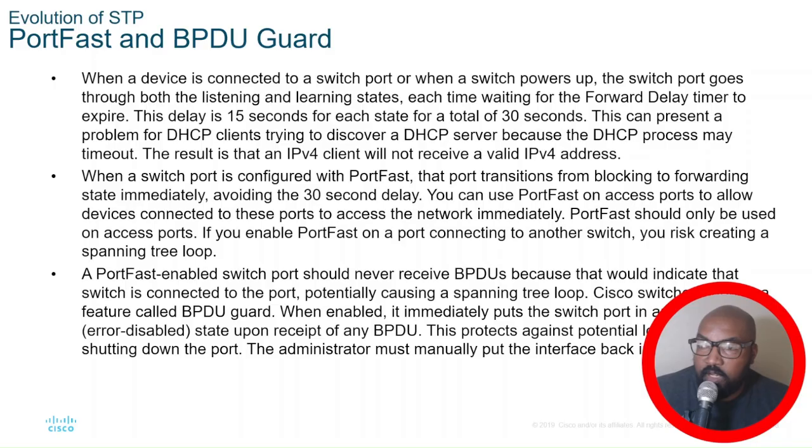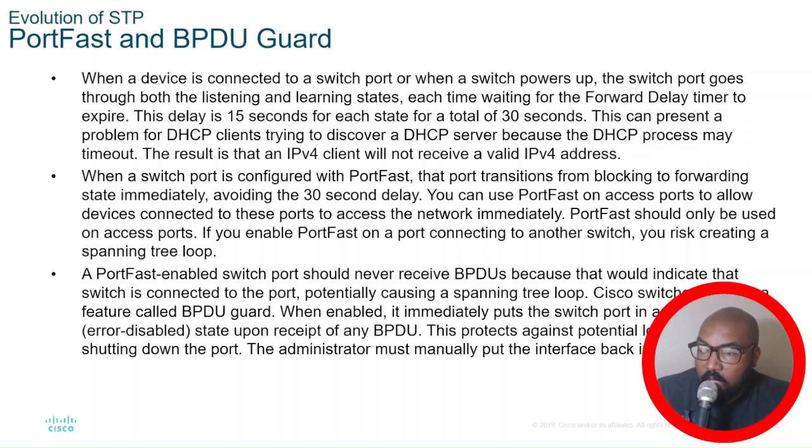When a switch port is configured with PortFast, the port transitions from blocking to forwarding state immediately, avoiding the 30-second delay. So we want PortFast enabled. We want things moving as fast as possible, right? Because we don't want things to time out. A PortFast-enabled port should never receive BPDUs, because that would indicate that a switch is connected to the port, potentially causing a spanning tree loop. So we don't want that election process to happen on that port, because we want it to go out as quickly as possible.